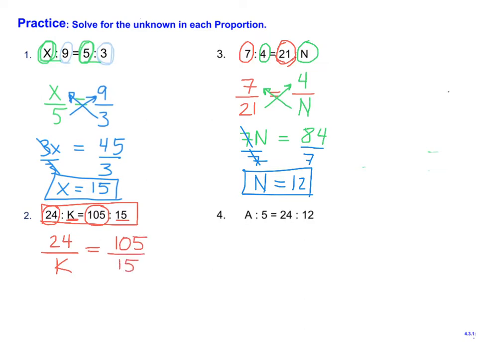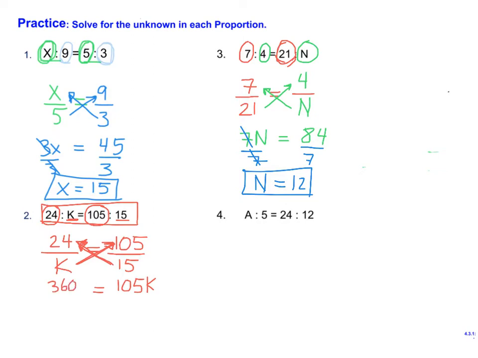I'm not going to do this 3 different ways. You don't have to do it 3 different ways. I'm just showing you different options. And then when you do your cross multiply, you cross multiply both things here. On the right, you have k times 105, which is 105k. And on the left, you're going to have 15 times 24, which is 360.